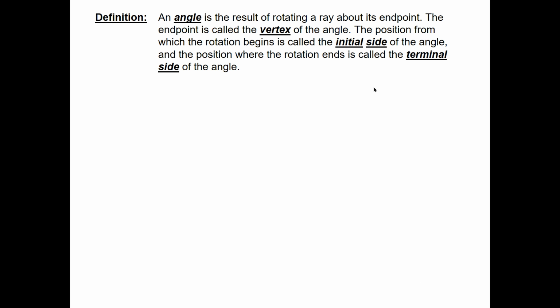Hopefully it is. Definition. An angle is the result of rotating a ray about its end point. The end point is called the vertex of the angle. The position from which the rotation begins is called the initial side of the angle, and the position where the rotation ends is called the terminal side of the angle.